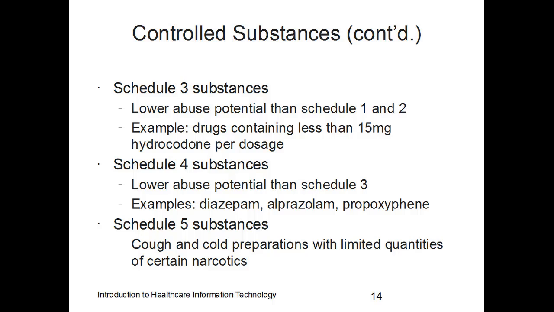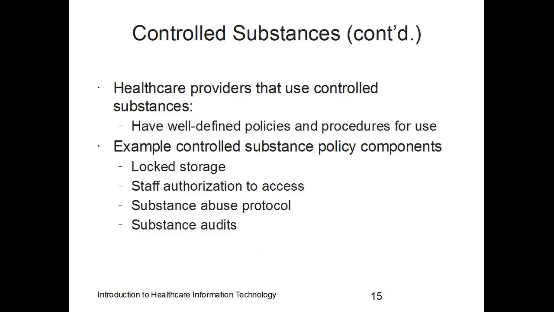Schedule 4 drugs, a lower abuse potential than the Schedule 3. And some examples here, diazepam, which is basically Valium, alprazolam, and propoxyphene. And a Schedule 5 drug, a very low potential for abuse. These are cough and cold preparations with limited quantities of narcotics. So some various over-the-counter drugs are technically Schedule 5 drugs because they have drugs that could potentially be abused, like Lyrica, like Robitussin.